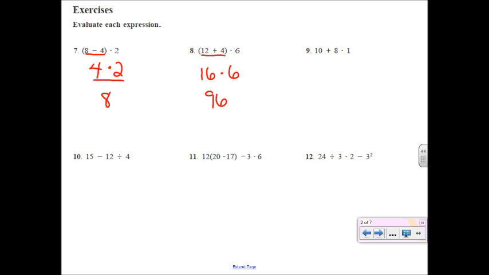In number 9, I don't have parentheses or exponents, so my first step is multiplication division, and 8 times 1 is just 8, so I have 10 plus 8. Anytime I haven't dealt with something, it just stays the same. So 10 plus, I haven't dealt with, the only thing I did was 8 and 1. 10 plus 8 then is 18.